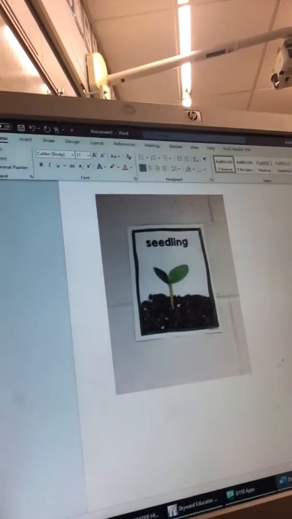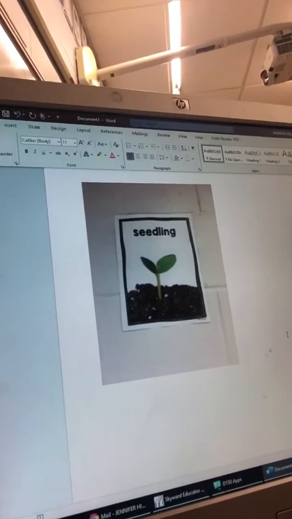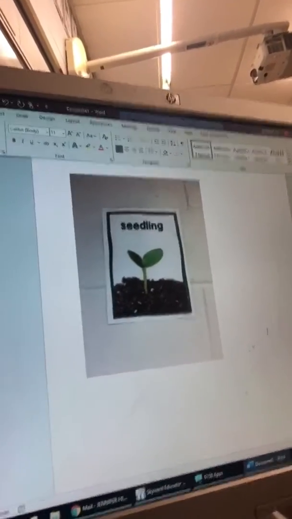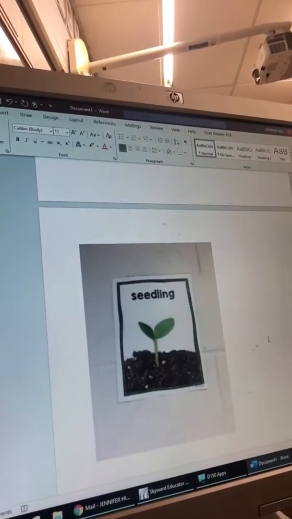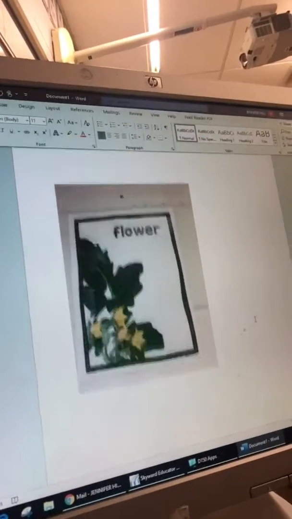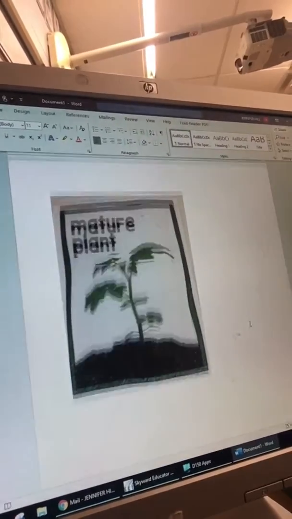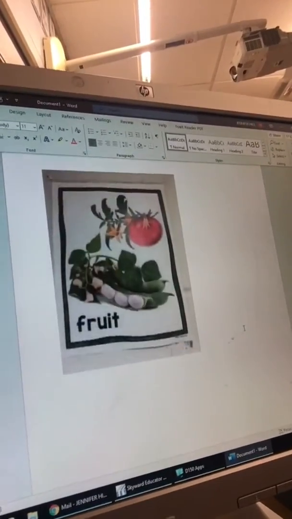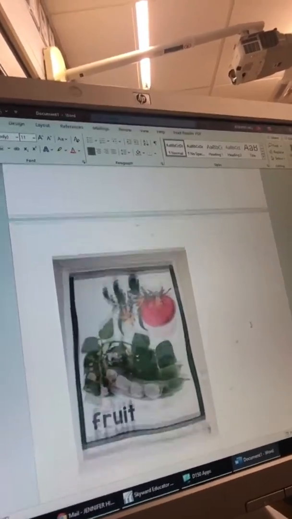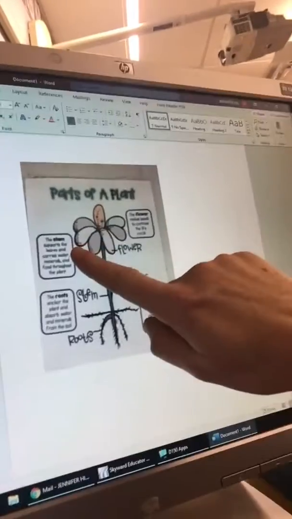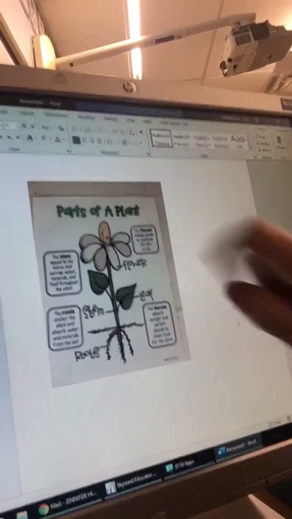And then I also printed some pictures I put up on our new spring wall outside of our classroom, and instead of walking out there, I just kind of showed you the pictures of a seedling. So that's when a seed first starts to grow. And then it turns into a flower, which turns into a mature plant, and then it starts bearing fruit. This shows the parts of a plant. We have the stem, the roots, the flower, and the leaves.